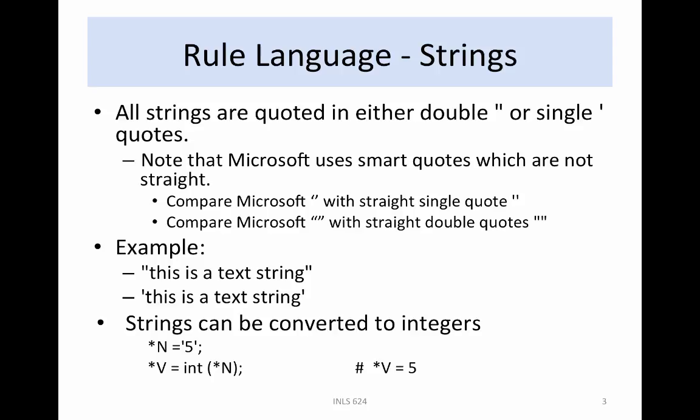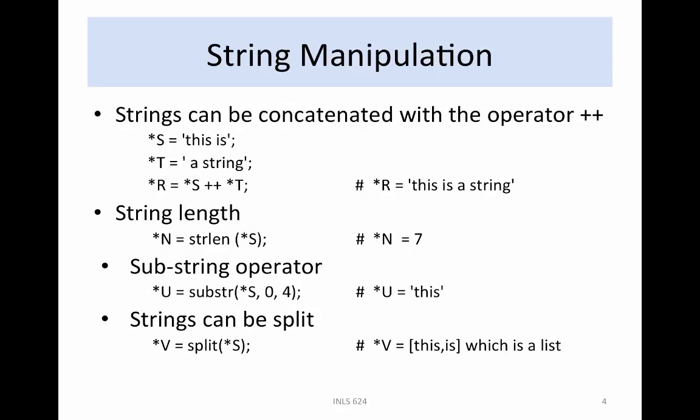Thus, *n = '5' in single quotes, *v = int(*n) converts the string *n into an integer stored in *v. Strings can be added, their length can be found, a substring can be extracted, and they can be split. The operations are shown here.